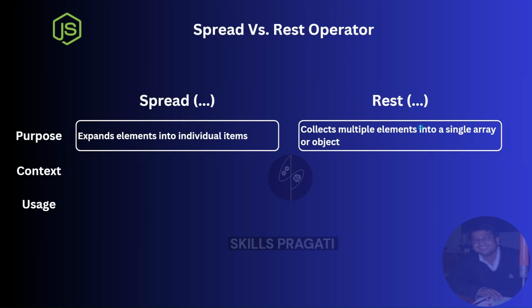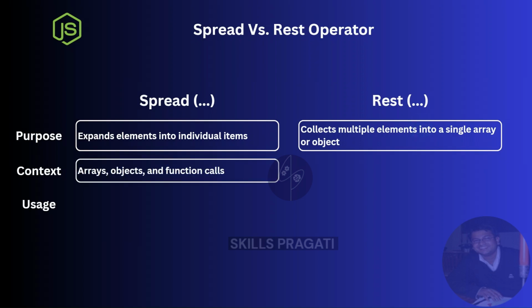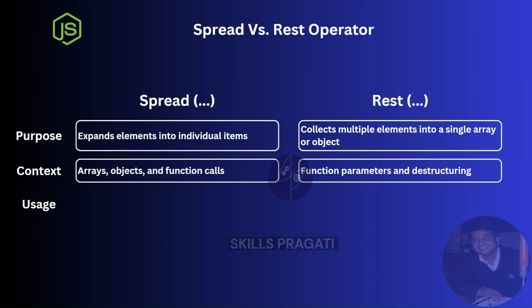The spread operator works in arrays, objects, and function calls. For example, if you want to combine arrays or pass array elements as individual arguments to a function, you will use spread. The rest operator is more about function parameters and destructuring. It's super handy when you're working with variable arguments or need to handle the leftover values.